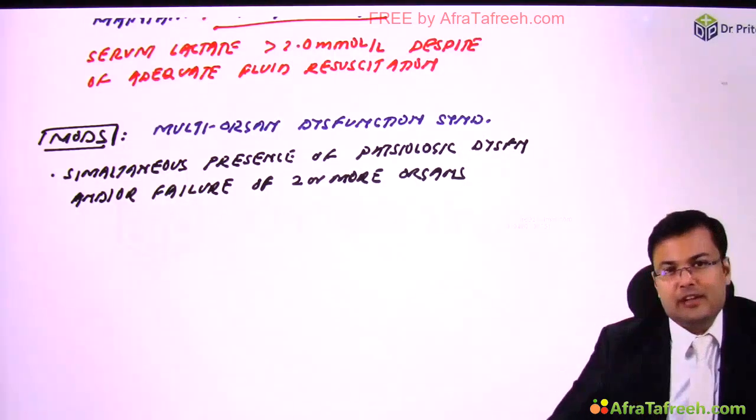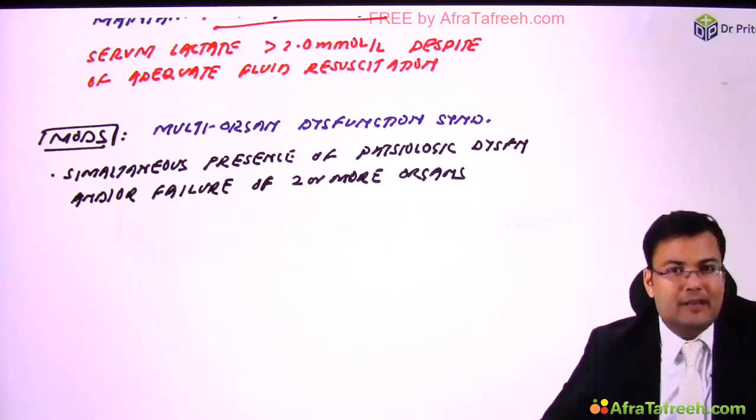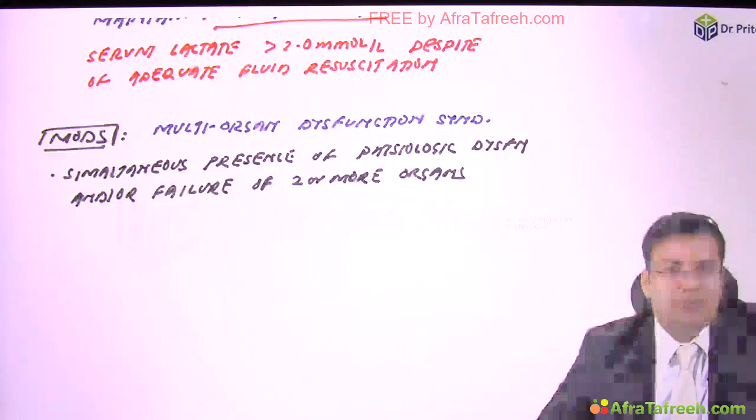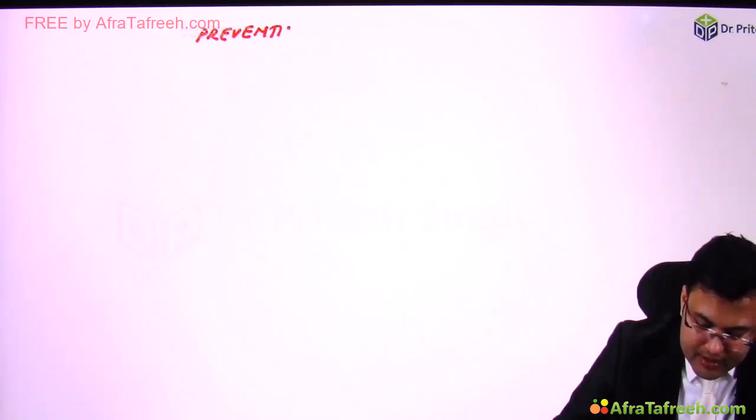So these questions are frequently asked, especially systemic inflammatory response syndrome and multi-organ dysfunction syndrome. In most of the exams, this question was asked: what is the most important factor in preventing wound infection, and that is hand washing. So staff should wash their hands in between two patients. So we are going to discuss prevention of wound infection.